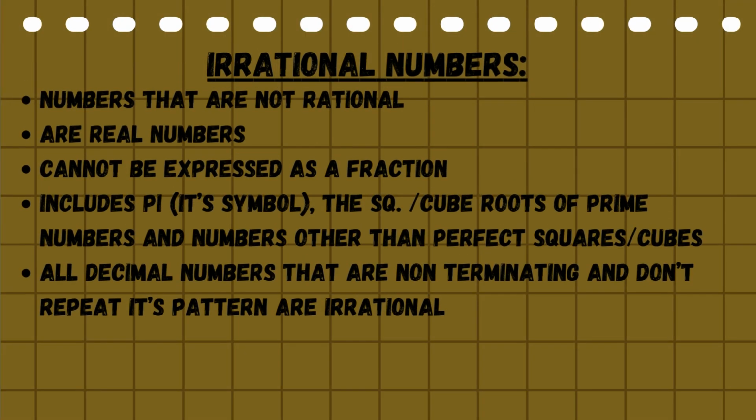After rational numbers, we have irrational numbers. These numbers are also real numbers and cannot be expressed as a fraction. Examples of irrational numbers include the symbol of pi, the square and cube roots of all the numbers other than perfect squares and cubes. Decimal numbers that are non-terminating and do not repeat a certain pattern are also irrational numbers. Always remember that the symbol of pi is irrational. However, the estimated values of pi, which are considered to be 3.142 or 22/7, are rational numbers.